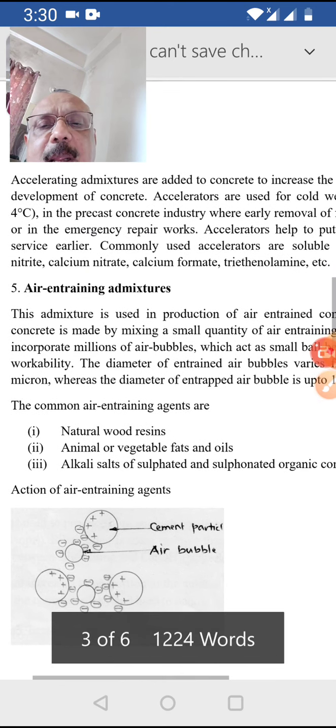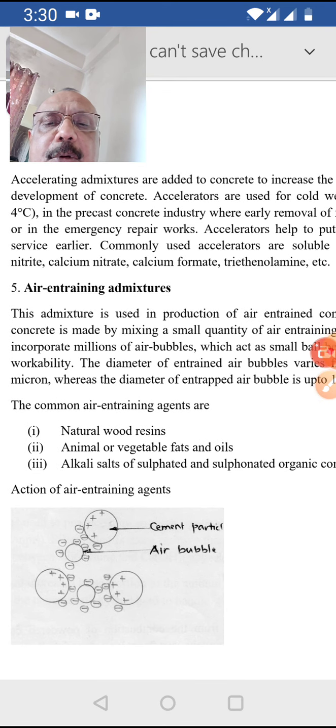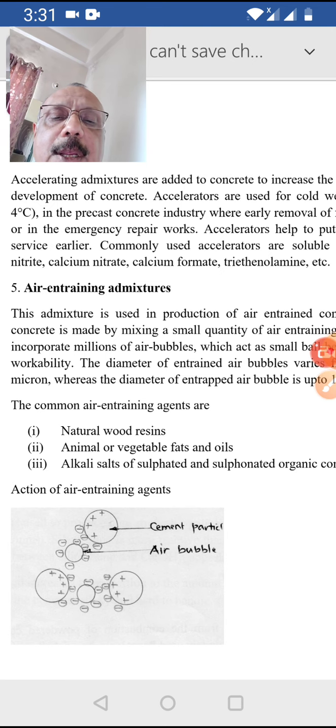Commonly used air entraining agents are natural wood resins, animal or vegetable fats and oils, alkali salts of sulfated and sulfonated organic compounds. Now, vegetable fats and oils, you must have seen that it is commonly used in soaps. And what happens when we use soap along with water? It gives bubbles. So these bubbles are nothing but entrained air bubbles.